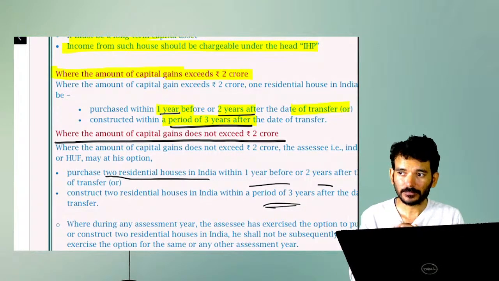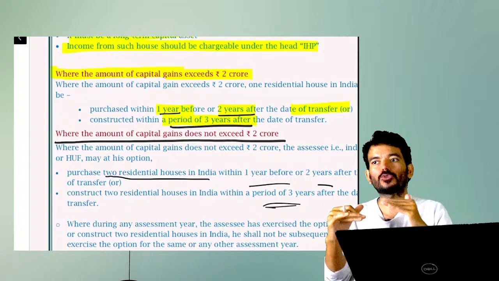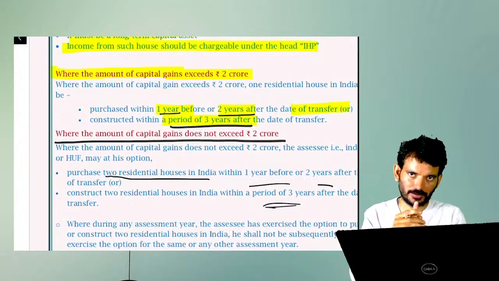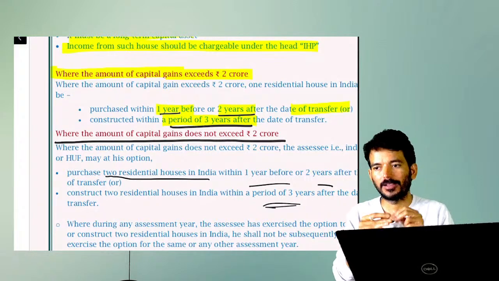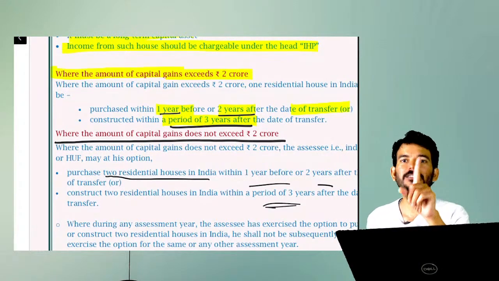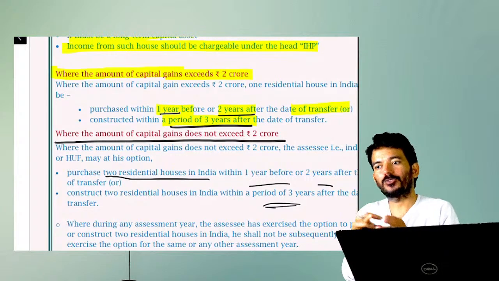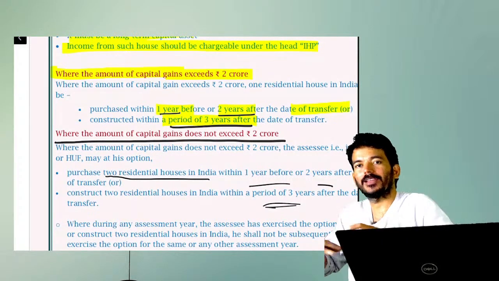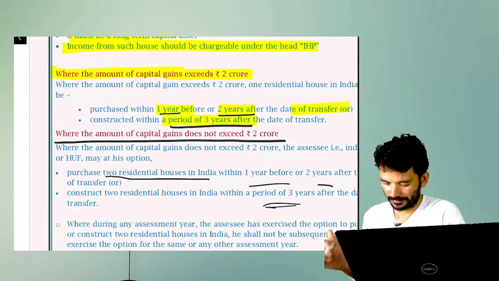That is clear. If the capital gain is more than 2 crores, you are allowed to buy only one house or construct one house. If the capital gain is lesser than 2 crores, you are allowed to buy 2 house properties. But it's only once in a lifetime. Again, out of that 2, you sell for higher price, and again you purchase 2. Not like that. Only once.